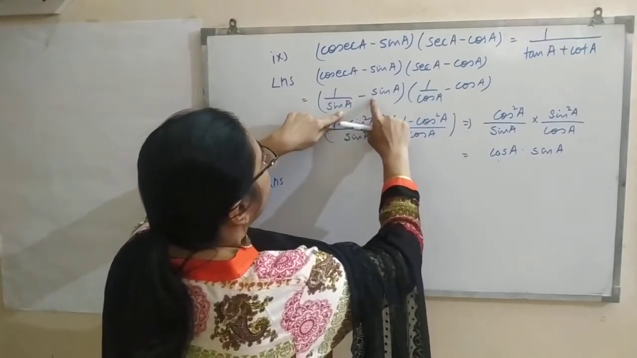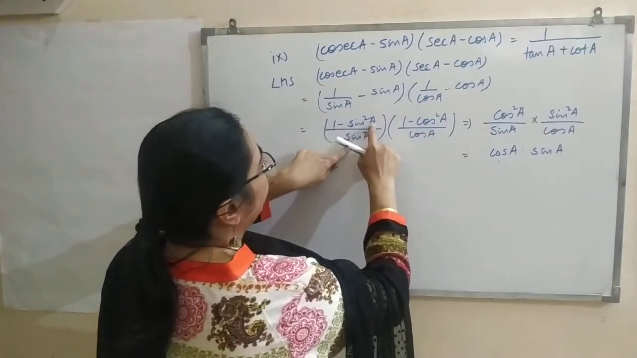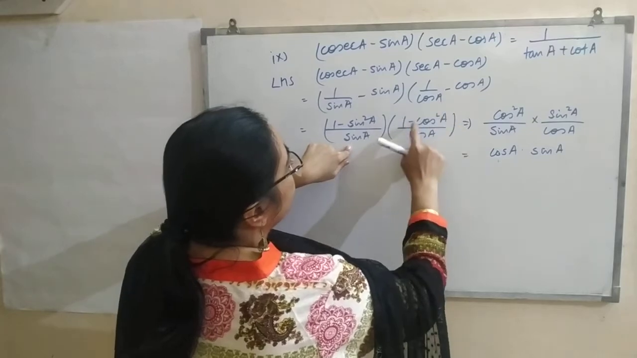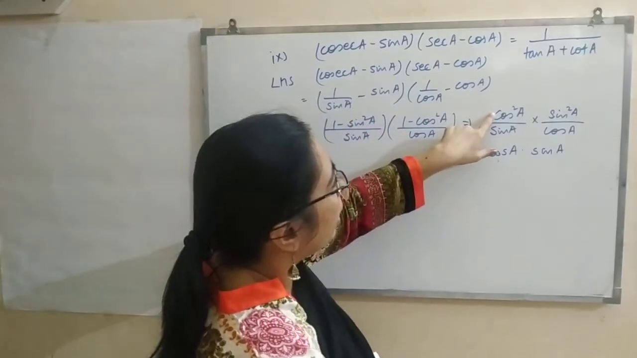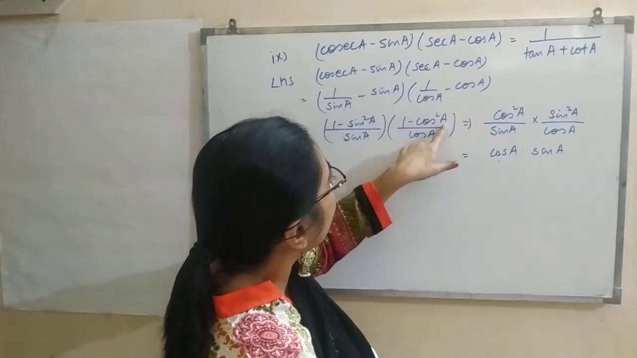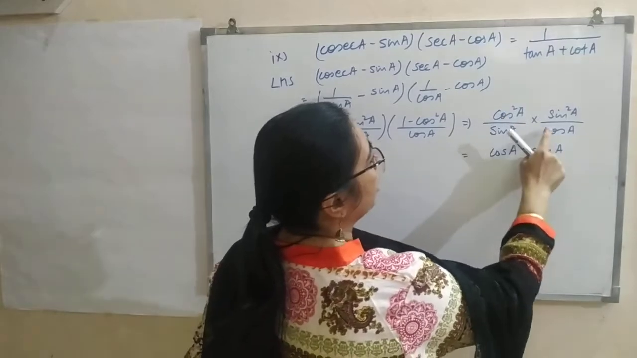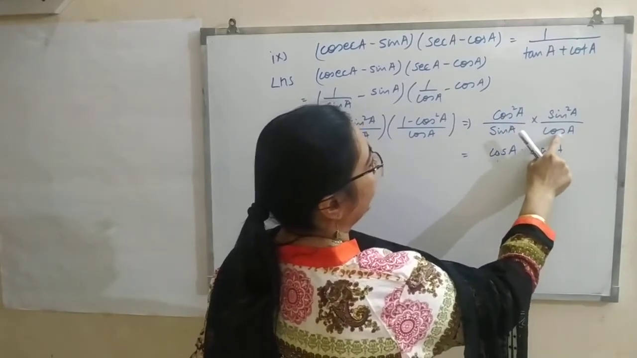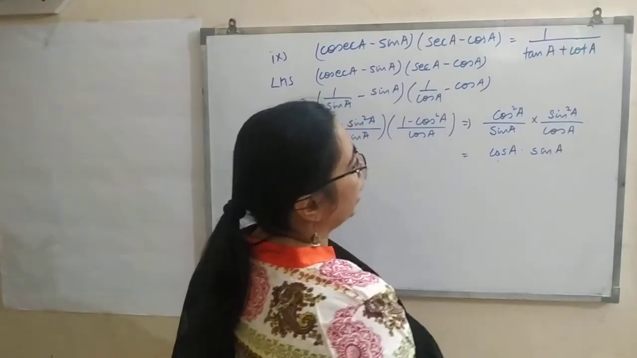So (1 minus sin A) by sin A, (1 by cos A minus cos A). Taking sin A as LCM, 1 minus sin square A. Taking cos A as LCM, 1 minus cos square A. And 1 minus sin square A is cos square A by the identity, and 1 minus cos square A is sin square A using the same identity. So cos square A upon sin A, and sin square A upon cos A; cos A gets cancelled, and here also sin A gets cancelled. So you are left with cos A sin A.